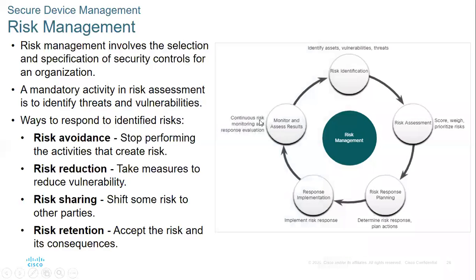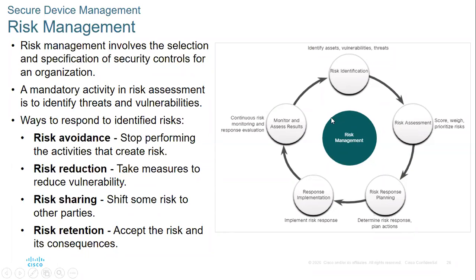Secure device management. When securing the devices, you don't just secure them just like that. You need to do risk management. Risk management involves selecting and specifying the security controls of an organization. Security controls are measures that you put in place to reduce the risks. You can avoid the risk, you can reduce the risk, you can share the risk, or you can keep the risk. I tackled all these.